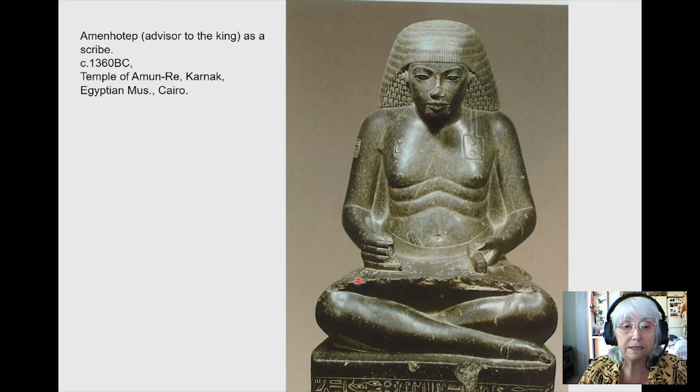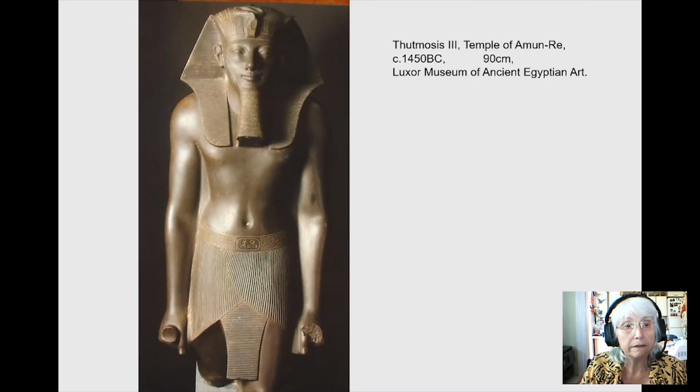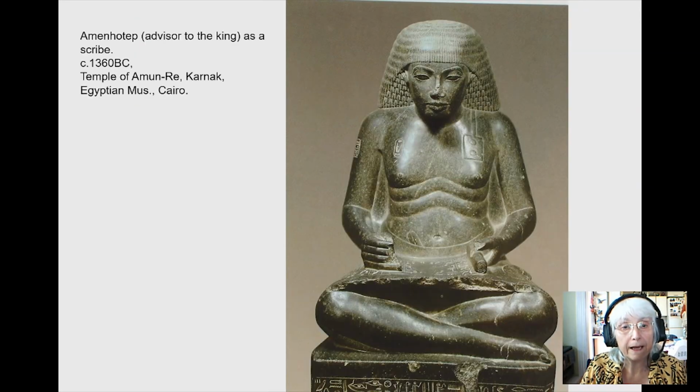lap is the tight clothing, the tight kilt that they wore, which would have a piece of papyrus scroll on top, and the writing underneath here, the hieroglyphs would say who he was and what his rank was, etc., etc. So a big difference between the pharaoh and the advisor who is portrayed as a scribe.